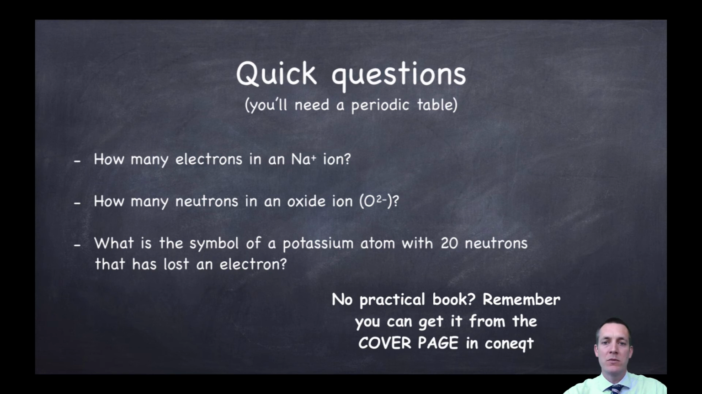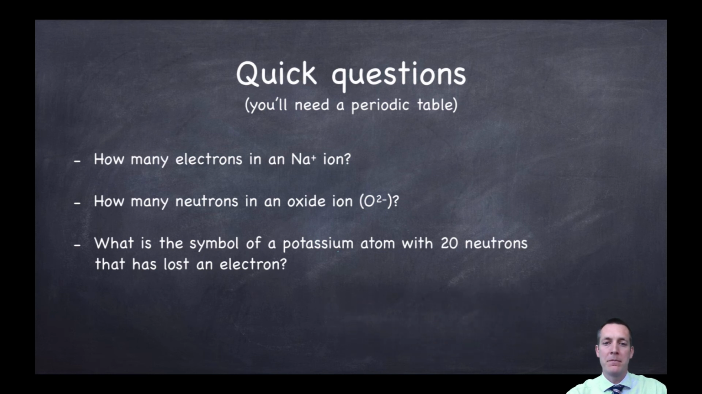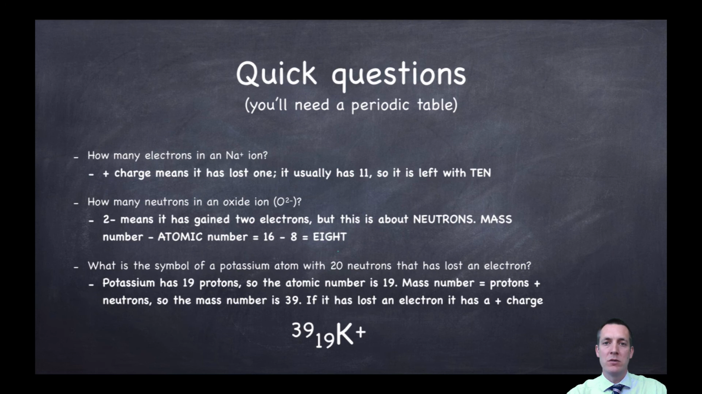Again, here's some quick questions. You'll need a periodic table because you probably don't remember the atomic numbers and mass numbers yet. And here are the answers with a bit of explanation.